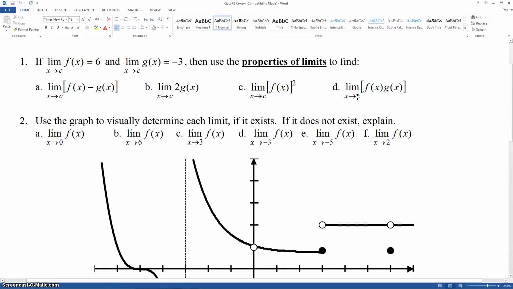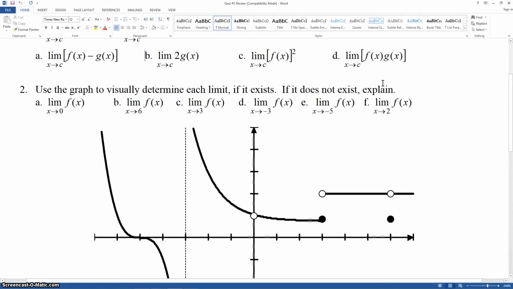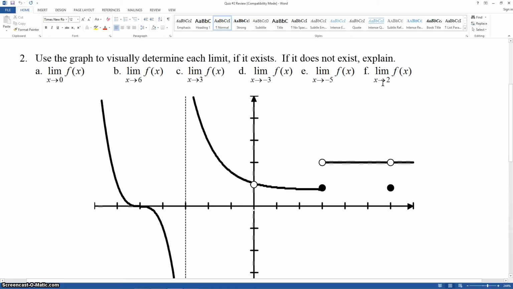Here for 1d, we will do the same thing. We will distribute the limit to each one of those functions. So it's as if saying the limit of f of x as x approaches c times the limit of g of x as x approaches c. So in other words, we have 6 times negative 3, which will give us negative 18. If we look at number 2, a, b, c, d, e, and f, those are very simple.